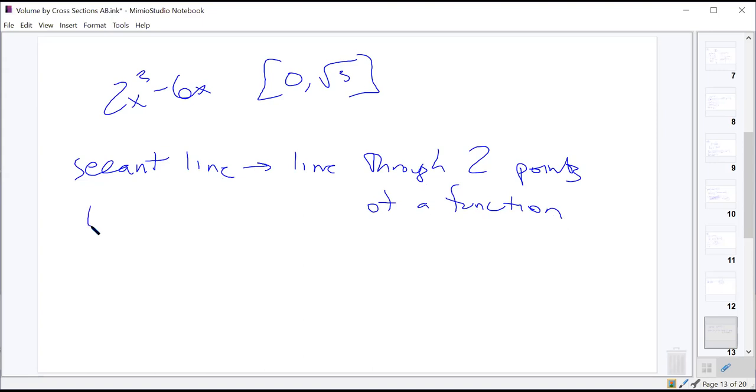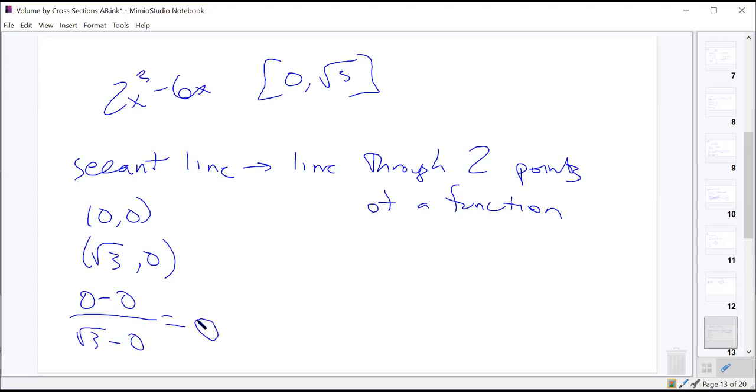So the point at 0 is (0, 0), and the point at root 3 is, is that 2x cubed minus 6x or 2x squared? 2x cubed, okay. So the point at root 3 would be root 3, let's see, root 3 cubed is 3 root 3, times 2 is 6 root 3, minus 6 root 3, so (root 3, 0). The slope of the secant line is y2 minus y1 over x2 minus x1, which is 0. So the slope of the secant line is 0.